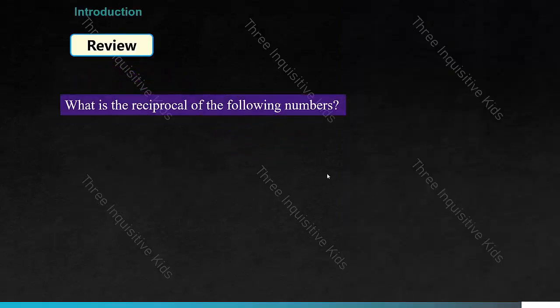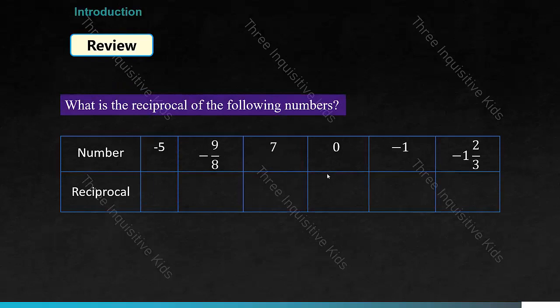What is the reciprocal of the following numbers? The reciprocal of -5 is -1/5. The reciprocal of -9/8 is -8/9. The reciprocal of 7 is 1/7. 0 does not have a reciprocal, and the reciprocal of -1 is -1. And the reciprocal of -1 2/3 is -3/5.